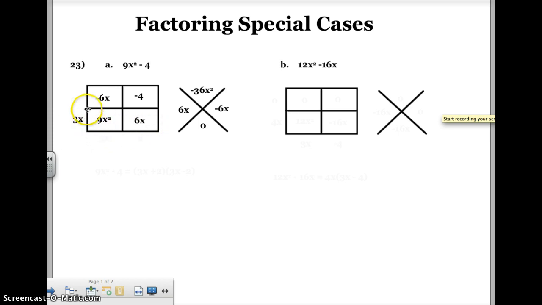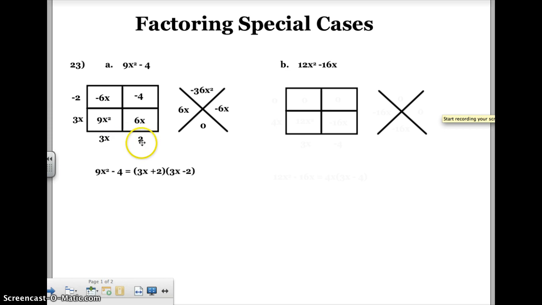and that means I factored out a 3x from this row. Now if this dimension's 3x, and my area is 9x squared, that means that this dimension has to be 3x. And if this length is 3x and my area is -6x, that means that this dimension has to be -2. Let's go down here and figure out this length over here, this side. Well, I know that this length has to be 3x and my area is 6x, so this length has to be +2. So now if I want to write that as a product and a sum, the sum is 9x squared minus 4 is equal to 3x plus 2 times 3x minus 2.